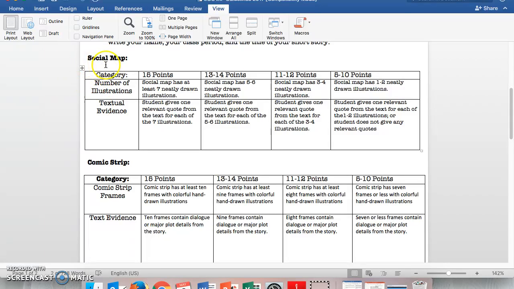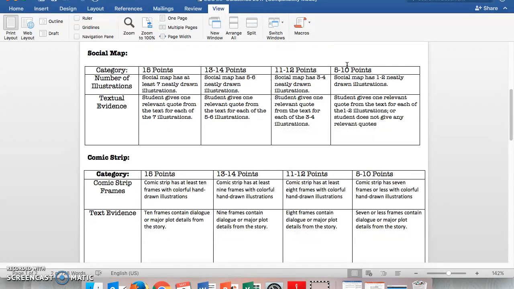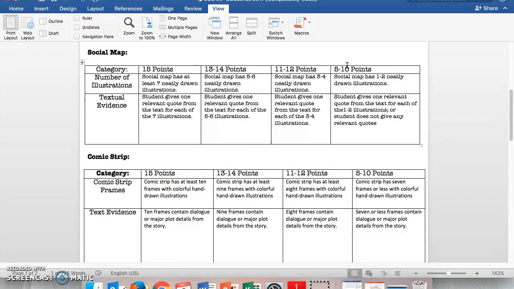The first one is going to be your social map, and notice that you can reach a maximum of 15 points. Okay, now down here at the bottom it says that you can get 5 to 10 points. Let me tell you, if this social map looks like crap, I'm not even going to give you 5 points for effort. You're going to get a 0. And if you get a 0 just for effort, you're already starting off pretty bad.